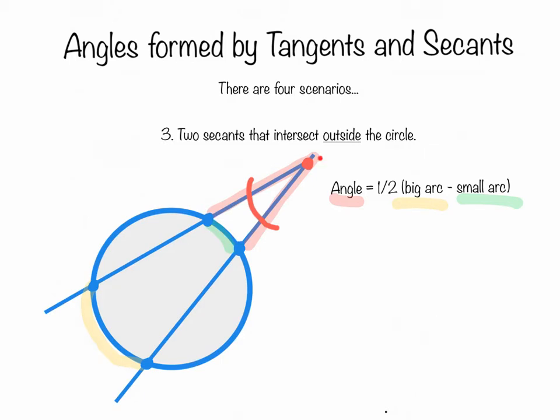Looking here where our angle intersects the circle and where the intercepted arcs are, we have our big arc is only from here to here, and our small arc is only from here to here. So that's going to be important to use because those are the numbers that we have to use in our formula.